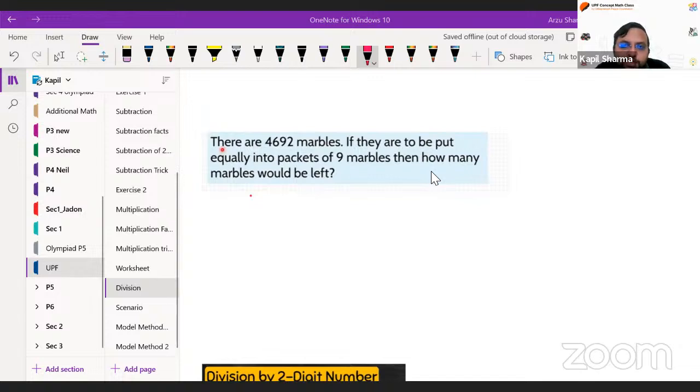Okay, so Yashika, the question is how many marbles would be left? So, what should be the answer? So, basically, we need to divide 4,692 into 9 parts. Okay, 9 equal parts. And after that, few marbles would be left.